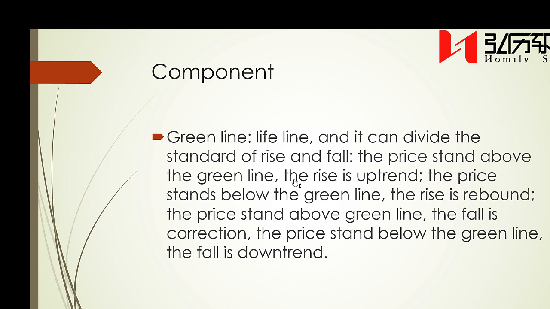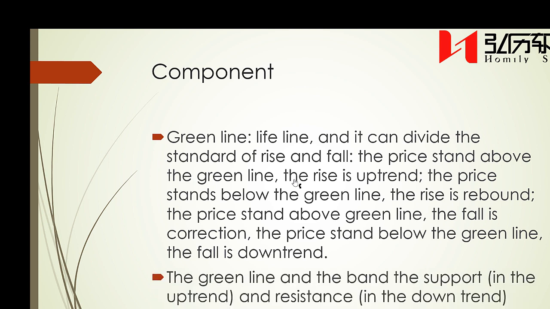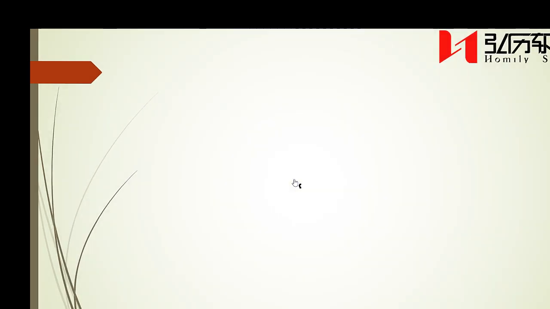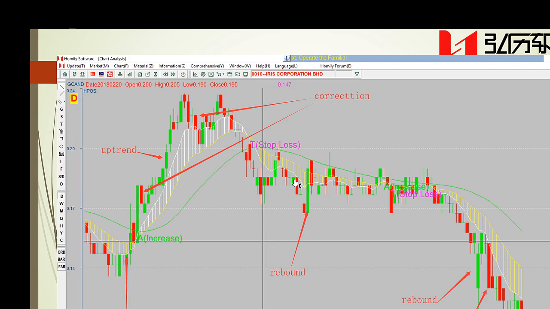We can look at this picture to know about this. The green line and the band are the support in the uptrend, and also the resistance in the downtrend. So we can see from the picture. I will tell you about this. We can see it in this picture.